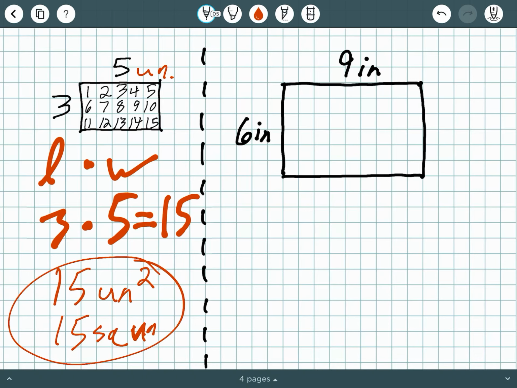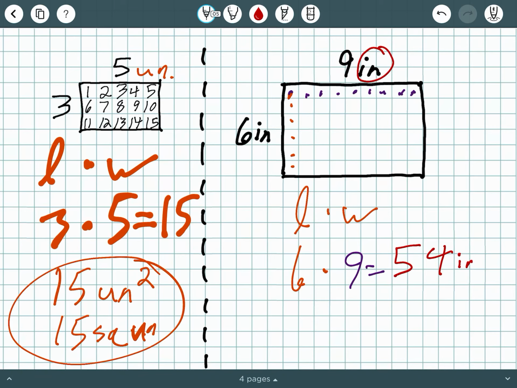So for this one, same dealio. We're just going to do length times width. And remember, we do that because we know that there's 1, 2, 3, 4, 5, 6 square units in that one row. And so we have the 6 there. And we know that we have, let me use a different color for that, 1, 2, 3, 4, 5, 6, 7, 8, 9 of those different rows. So we have 6 rows of 9, which gives us a total of 54 what? Oh, inches squared, or 54 square inches.